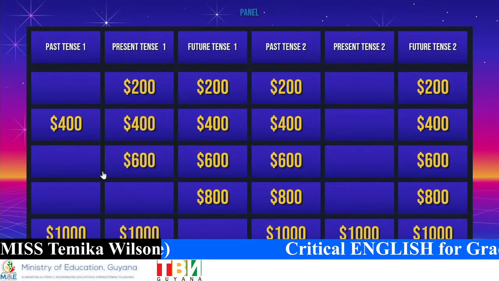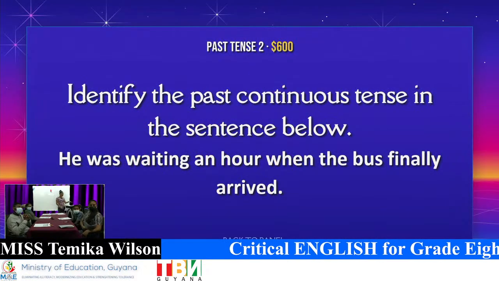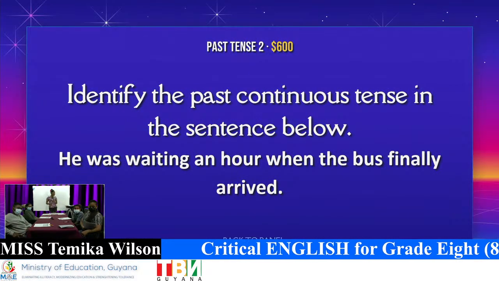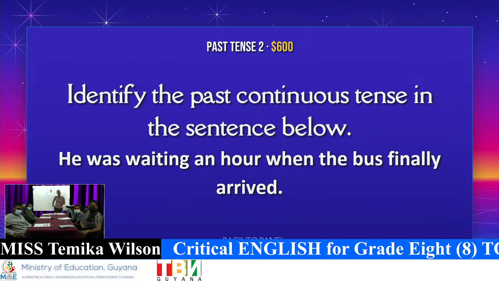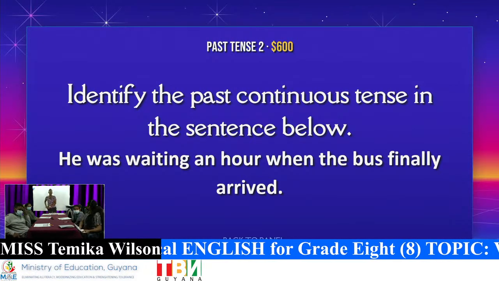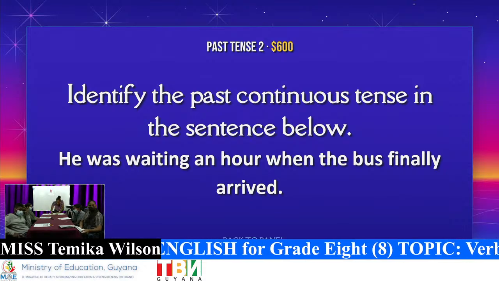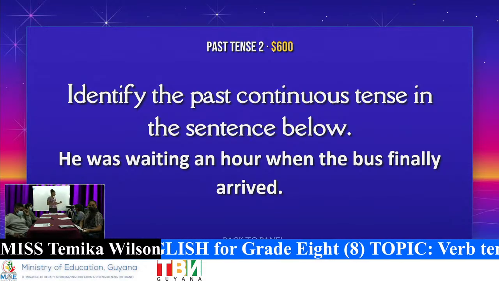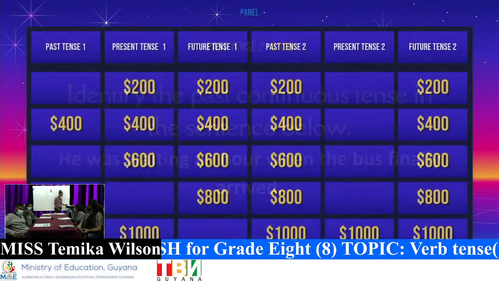Where is it? Oh, here we go. Identify the past continuous tense in the sentence below. He was waiting an hour when the bus finally arrived. Was waiting. Was waiting for 600, and they are responding. And let's go back to Akila and Shamar.